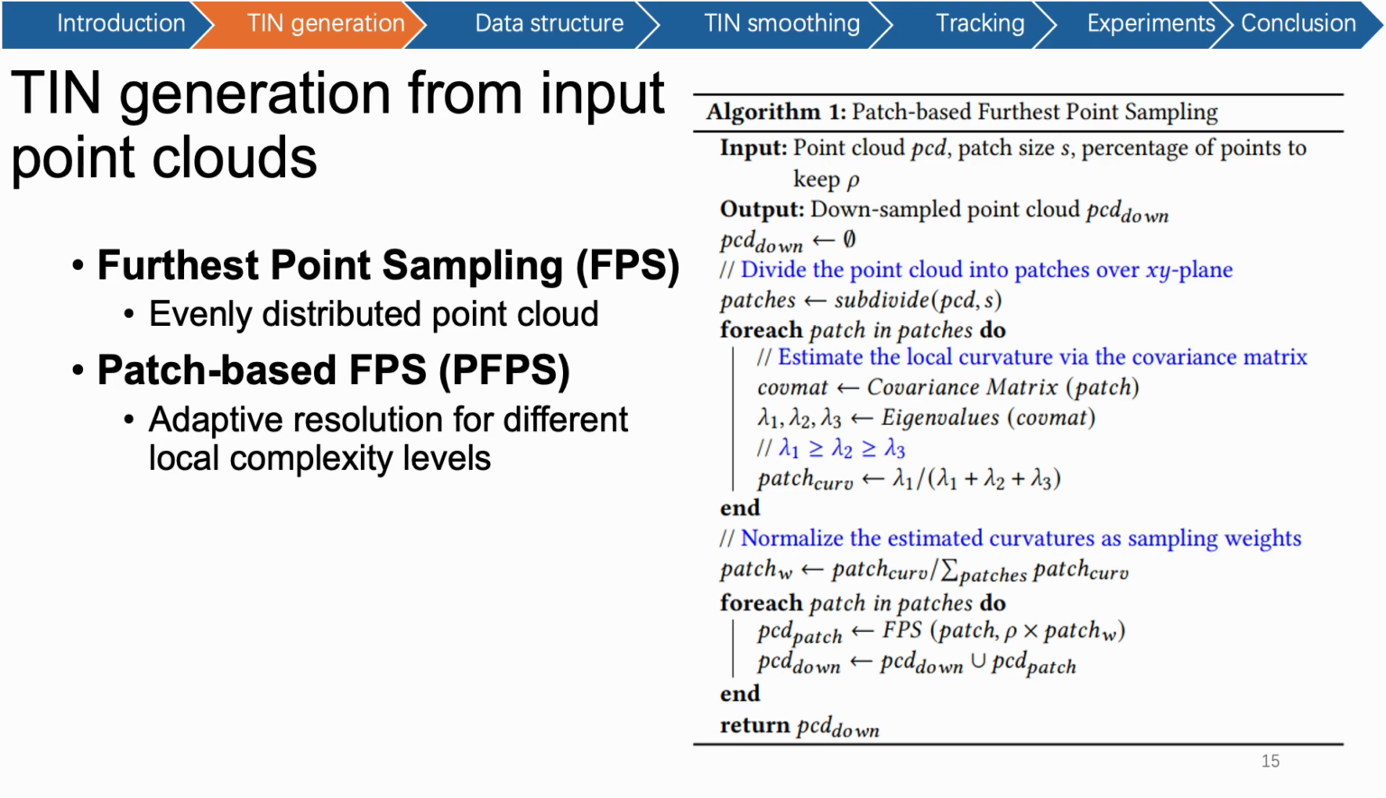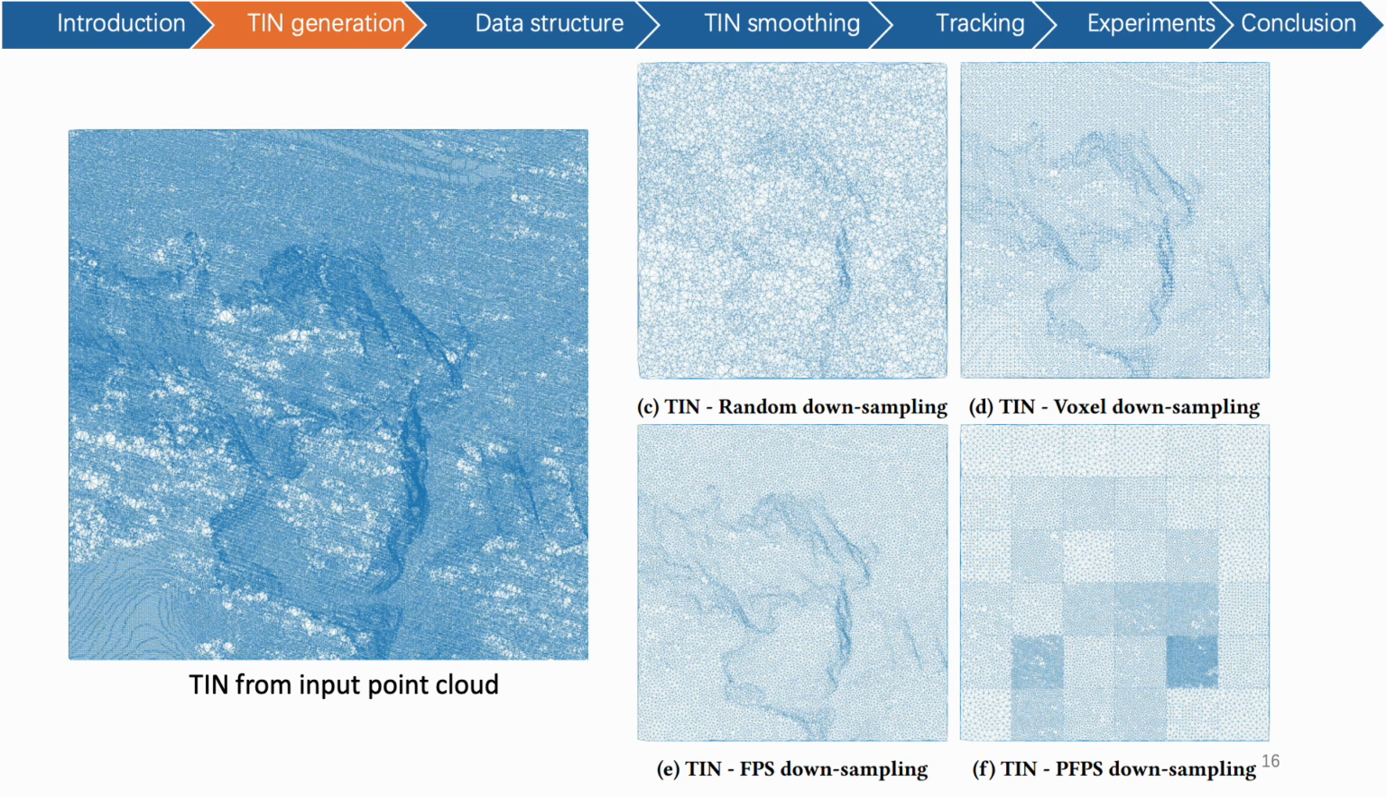The point cloud is divided into subregions on the XY plane, and we measure the complexity by the estimated curvature of the patch. As shown here, the TIN generated from the original point cloud is on the left. Our PFPS method result is on the lower right corner. Compared to other downsampling methods, it allocates more points in complex regions with the same total number of vertices.